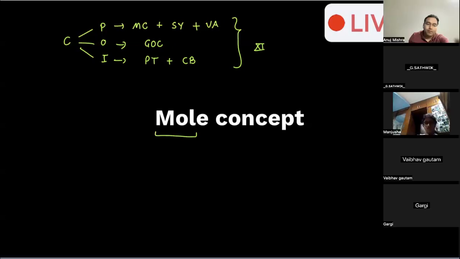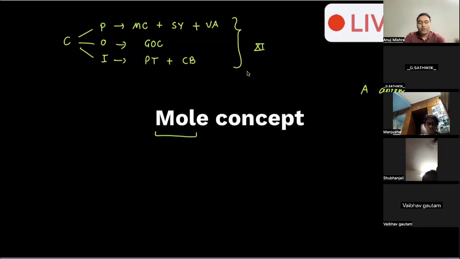Mole is nothing but a number. Okay? So let's say I say a dozen. A dozen consists of how many things? Please type in the chat box, all of you. 1 dozen means how many things? All of you know dozen, right?